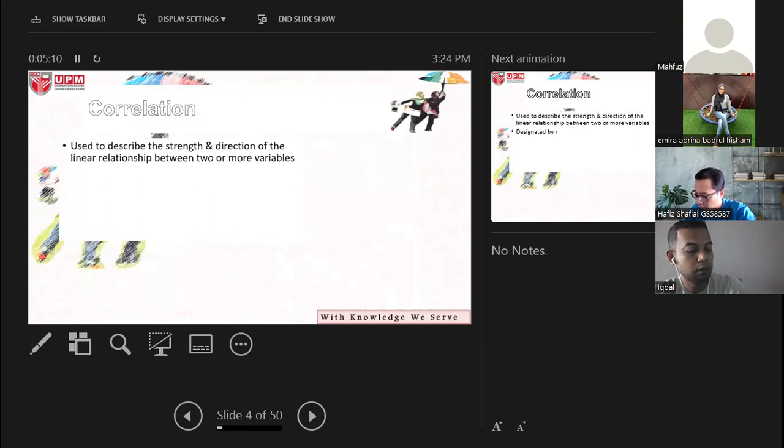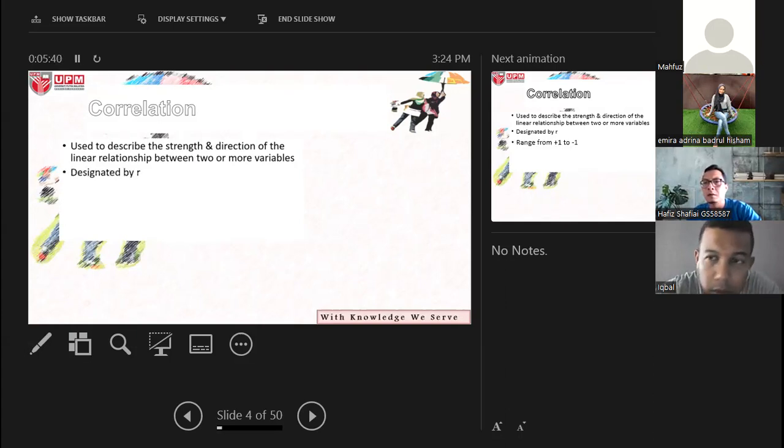Okay. So the correlation, in general, we use to describe the strength and direction. So why do we use correlation? Because we want to describe the strength and direction of the linear relationship between two or more variables. So this is the purpose of using correlation. Correlation does not determine cause and effect. It just determines the strength, direction and magnitude of the relationship.